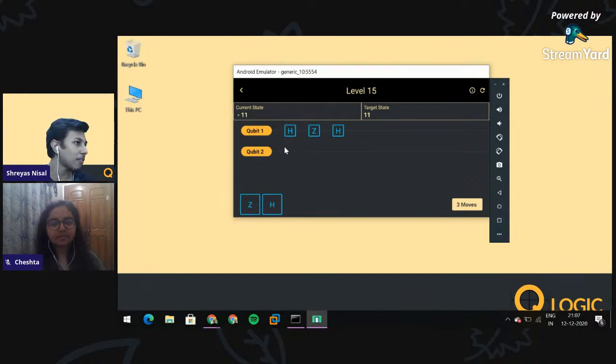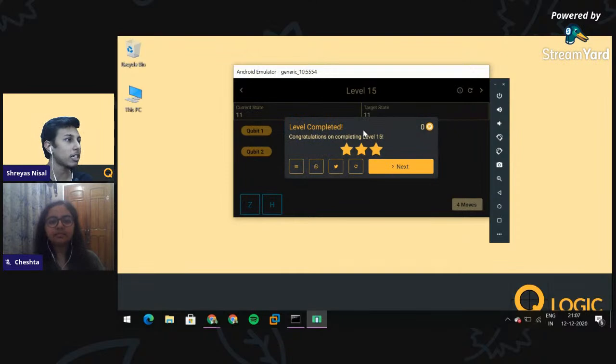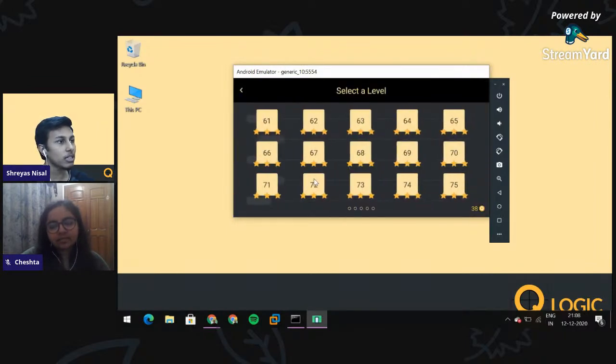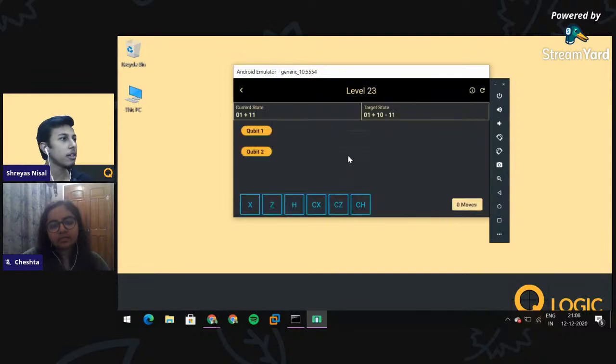So having gotten here, I can just apply the Z gate, and it doesn't even matter which qubit I apply it to. What I'm going to do is I just apply it to the first qubit, and that completes my level. So this is something else that we have done. We have restricted some of the gates in a few of the levels. So that was this one. And then let's look at another level, which is this one right here.